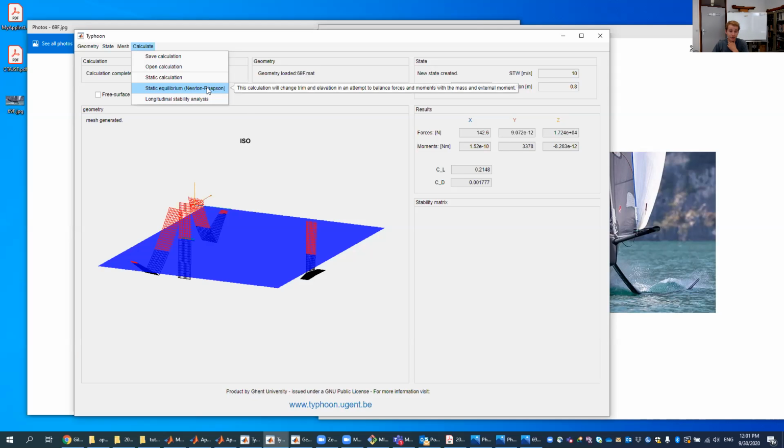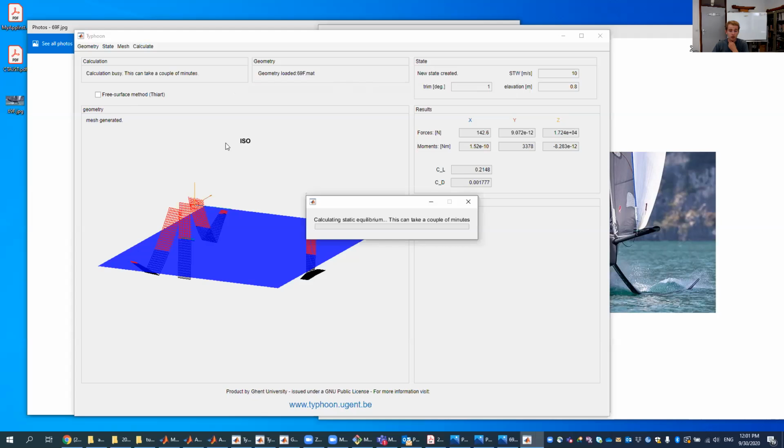So we start this static equilibrium equation. Again, you can also do this using the free surface method, but it will take a lot more time. So for this episode, for this tutorial, we'll do it without. So again, we'll start this. This can, of course, again, take a couple of minutes, but we'll skip right to the solution.